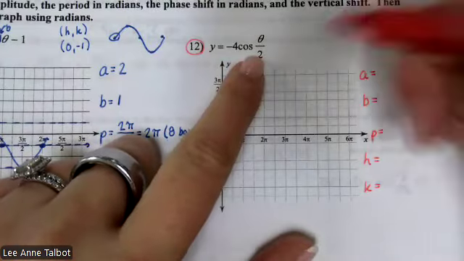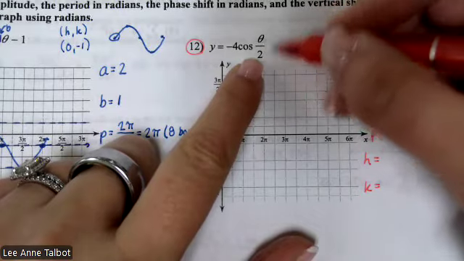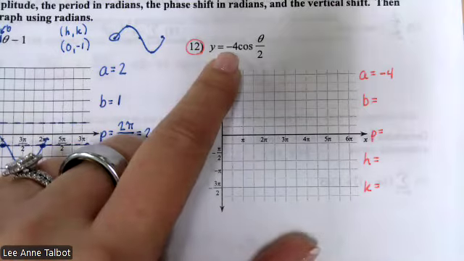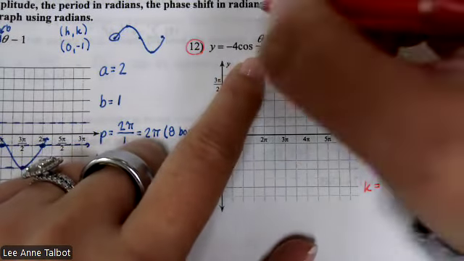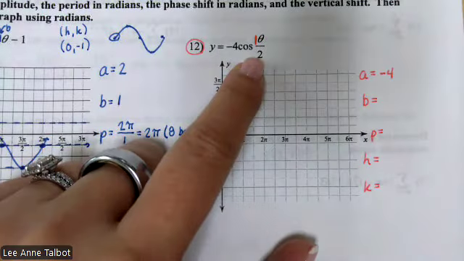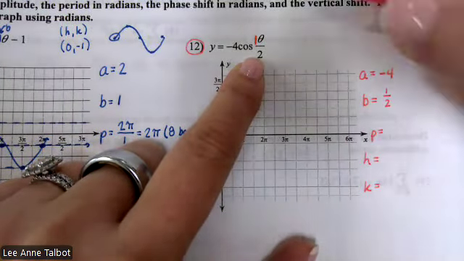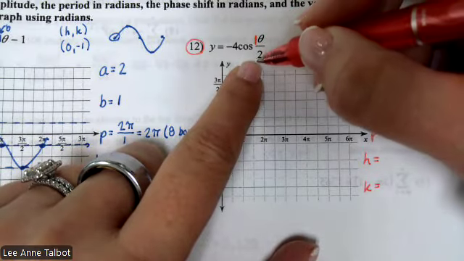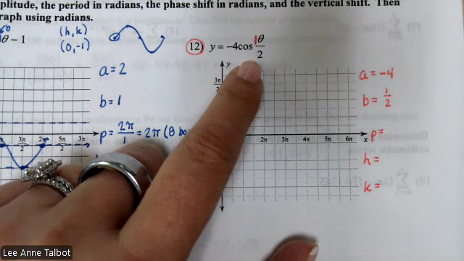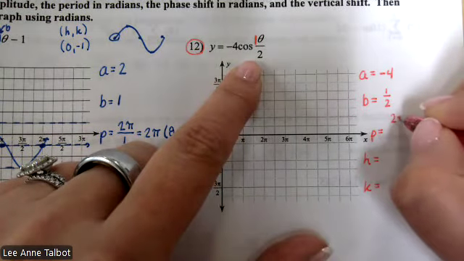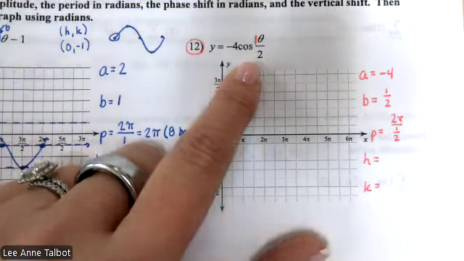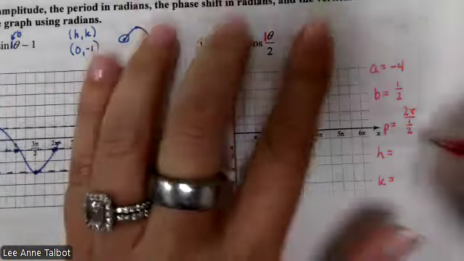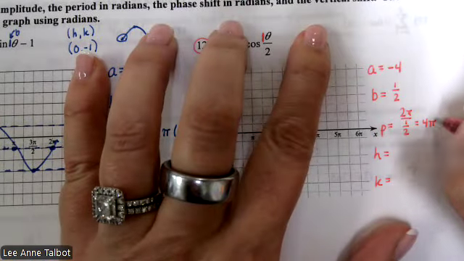Okay, I'm hoping your brain is wondering what to do with this situation here. Okay, so I think you can tell A is -4 and B is 1/2. So I put a 1 in front of the theta and then this is 1/2. Okay, the period is 2 pi over 1/2. 2 pi over 1/2, keep change flip, is 4 pi.